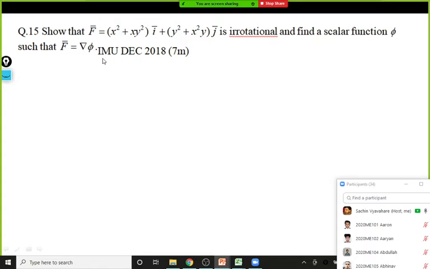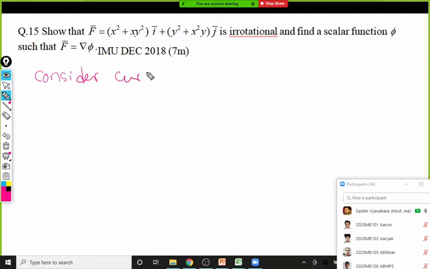Our aim is to prove the vector f bar is an irrotational vector. What is the condition for an irrotational vector? Curl should be 0. Yes, the curl of the vector should be 0. So we start by considering curl f bar, which is del cross f bar, and that is equal to a determinant whose first row is always the unit vectors i, j, and k.